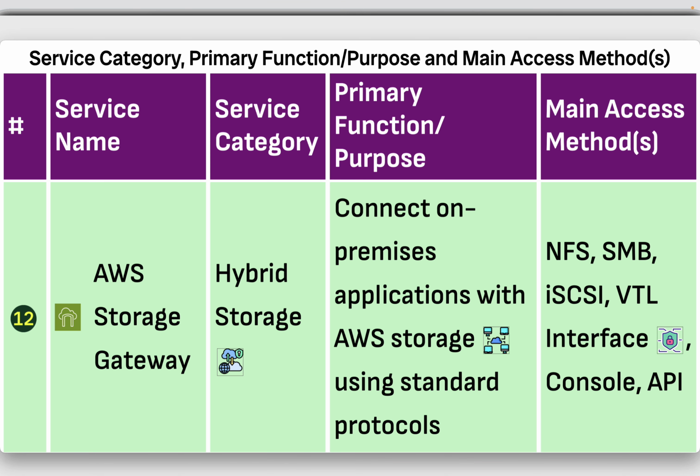Next, we have AWS Storage Gateway. The category is hybrid storage. Primary function is to connect on-premises applications with AWS storage using standard protocols. You access it via NFS protocol, SMB, iSCSI, VTL interface and console or the API.